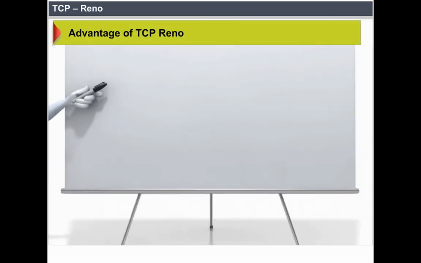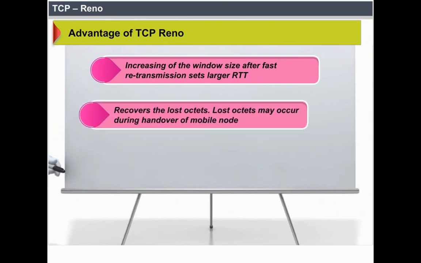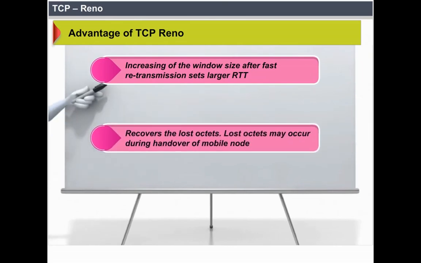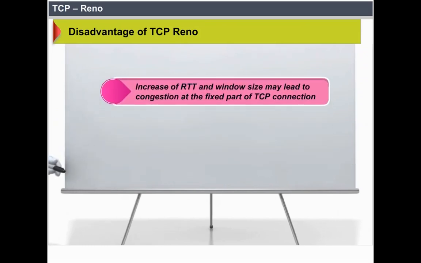Advantage of TCP Reno: increasing the window size after fast retransmission sets a large RTT. It recovers the lost octets. Lost octets may occur during handover of the mobile node. Disadvantage of TCP Reno: increase in RTT and window size may lead to congestion at the fixed part of the TCP connection.